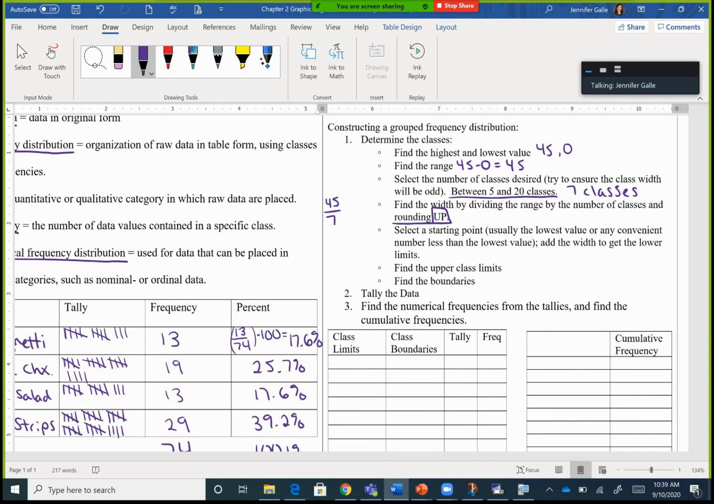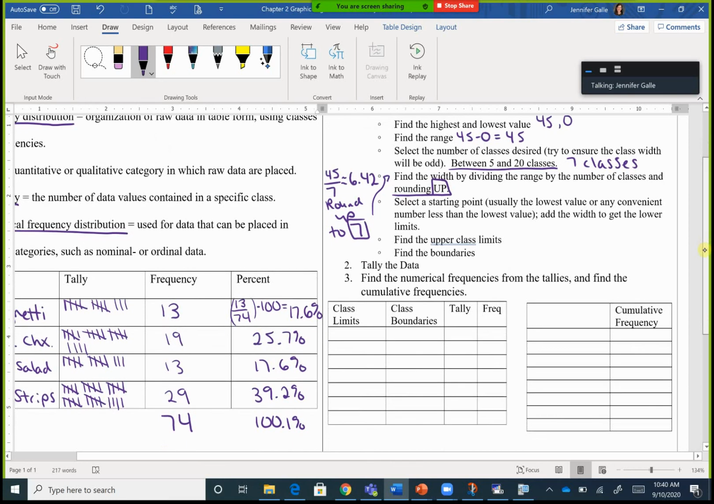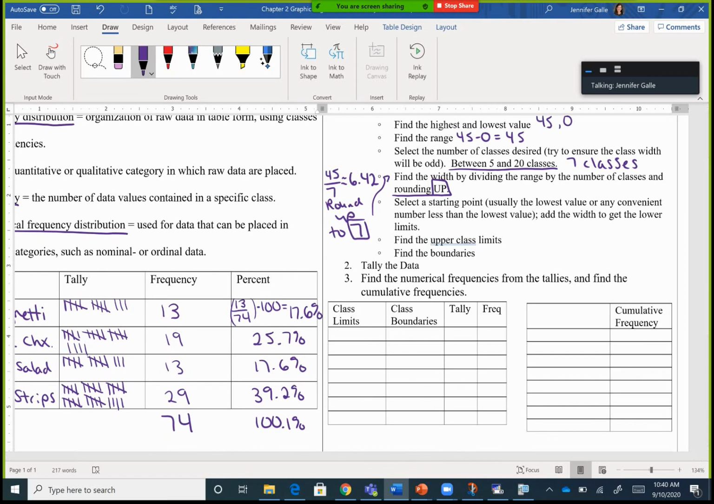So we have 45 divided by 7, and it comes out to be 6.42. I can't have a class width that's a decimal. It's going to make setting up our classes really, really hard. I have to round up to 7. So that is our class width. Now, it just so happens our number of classes and the class width came out to be the same. Sheer coincidence, does not happen often.